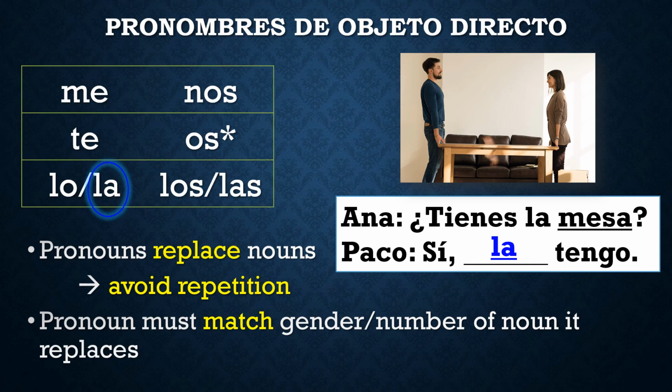¿Tienes la mesa? Sí, la tengo. That's like saying, yes, I have it. And we use la because it matches with la mesa. So la is what we'll use for replacing any direct object noun that's singular feminine. And also, you might notice, where do we put the direct object pronoun? We put it before the verb. Sí, la tengo. Interesante.